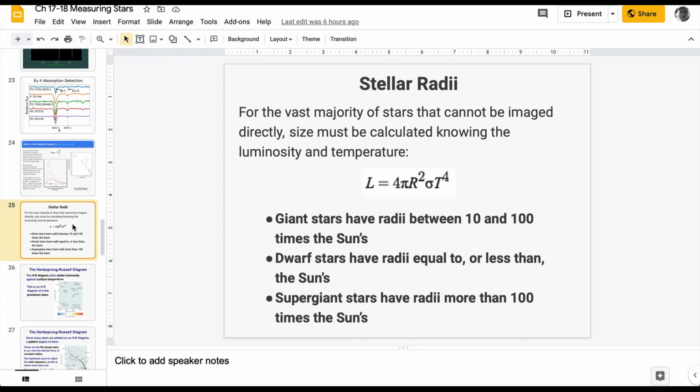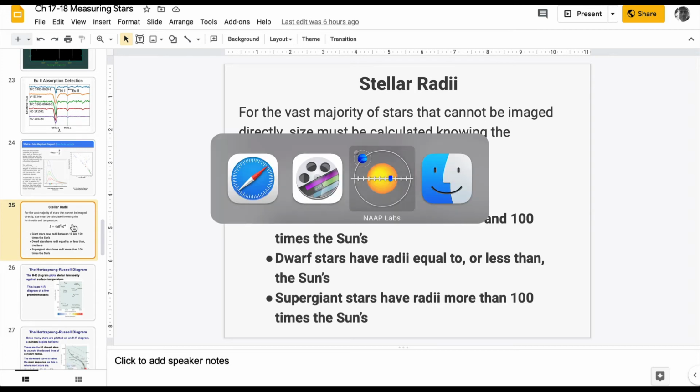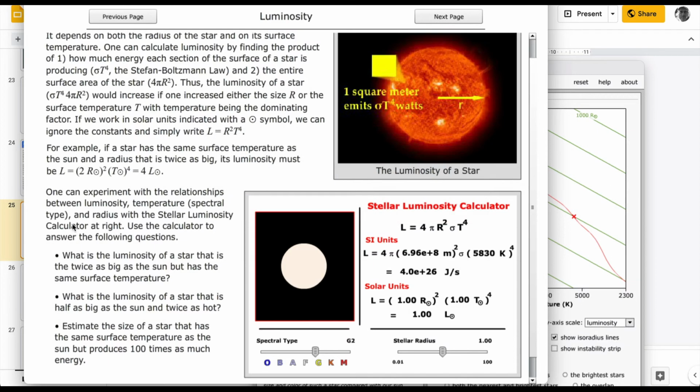So do know, though, that if the temperature changes a little bit, two different temperatures are going to have a bigger impact on luminosity than two different radii. So, all right, I've got here a lab I used to use. It's kind of become hard to use because it uses Flash, but it's got a little calculator built into it.